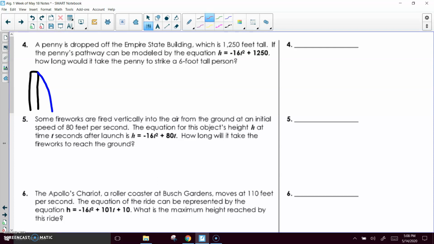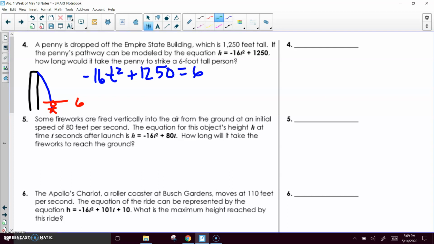So I want to know, how long will it take to hit a 6-foot tall person? So I'm curious, when will my height be equal to 6?